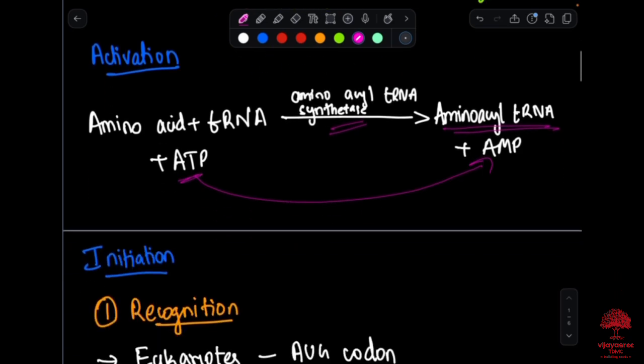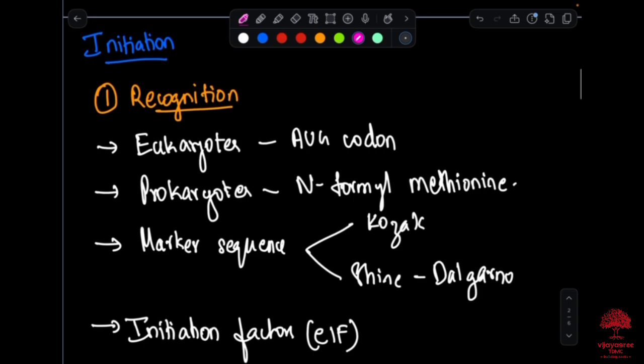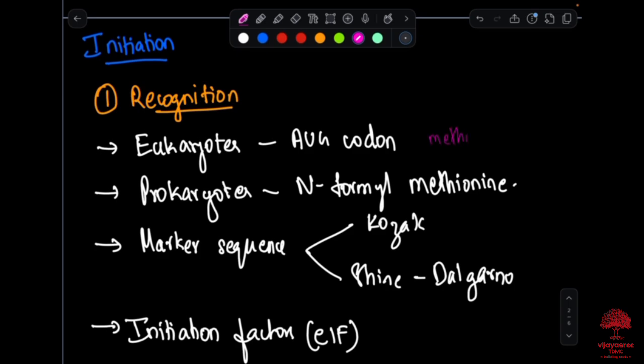Now let's see the initiation step. For initiation to take place, the first step is recognition. The first amino acid incorporated is at the AUG codon, which is methionine in the case of eukaryotes. And for prokaryotes, the same AUG codon stands for N-formyl methionine.